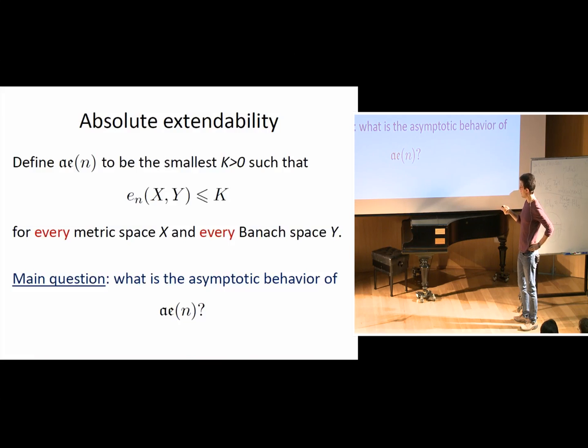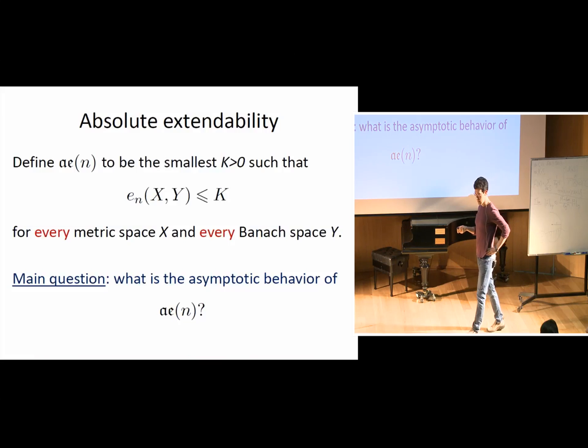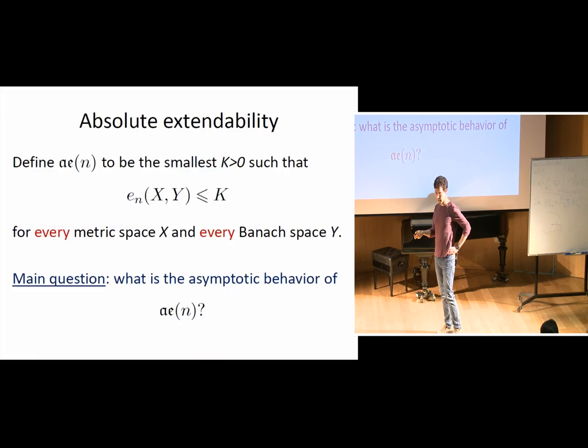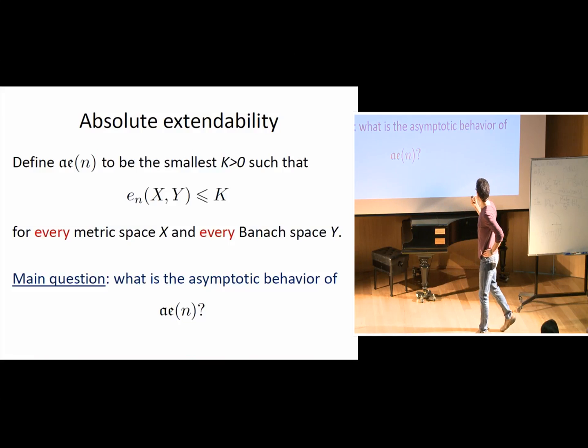It means give me any metric space, any Banach space, any endpoint subset of the metric space, any Lipschitz function on these endpoints. You can extend it to the superspace X and lose only the factor k. So this is a very basic and fundamental number.